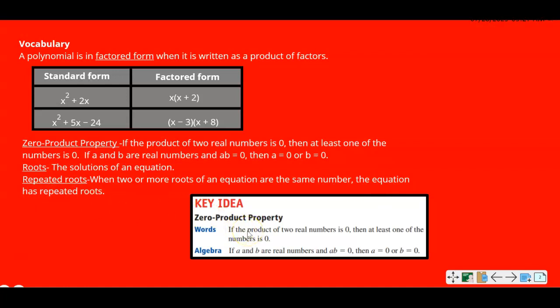All right, key idea, zero product property is something we're going to be using. If the product of two real numbers is 0, then at least one of those numbers is 0. Algebraically, if a and b are real numbers and a times b is 0, then a equals 0 or b equals 0. Again, we're going to be using this to solve polynomial equations today.